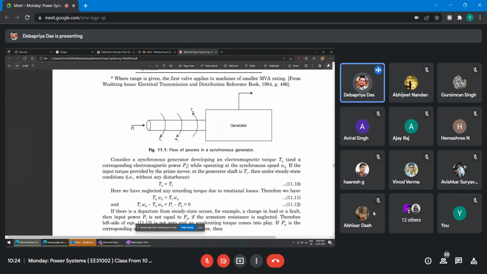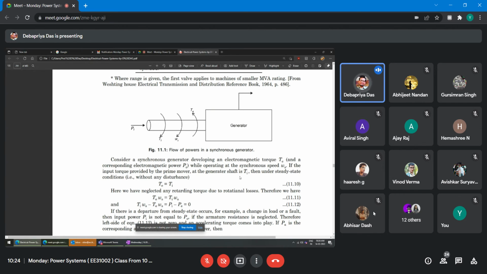While operating at the synchronous speed omega s, the input torque provided by the prime mover at the generator shaft is Ti, right? The prime mover here is the turbine, and the generator is coupled directly, with no gear mechanism. So the turbine also rotates at 3000 RPM for a 50 Hz system in a thermal power plant. In a hydro power plant, the number of poles is more. I will not teach automatic generation control here.